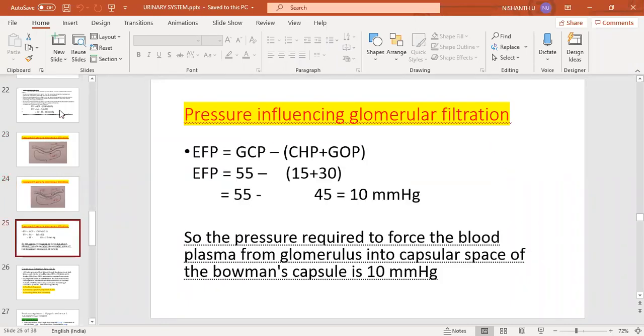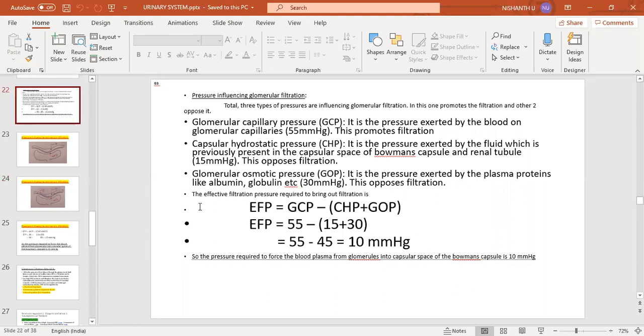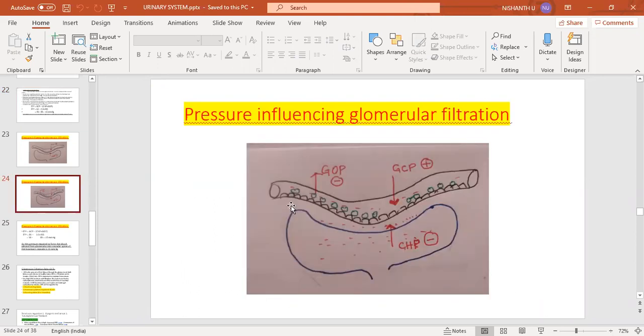Yeah, glomerular osmotic pressure. So these two are the negative pressures which actually inhibit the filtration.